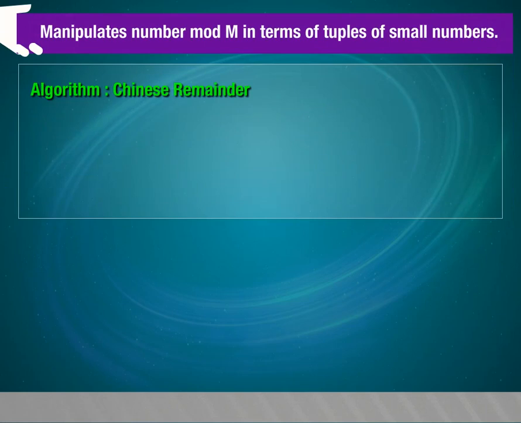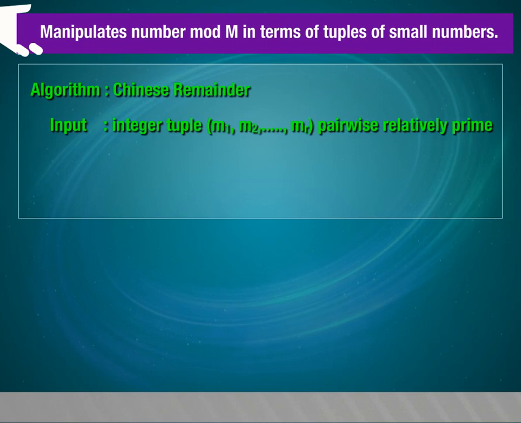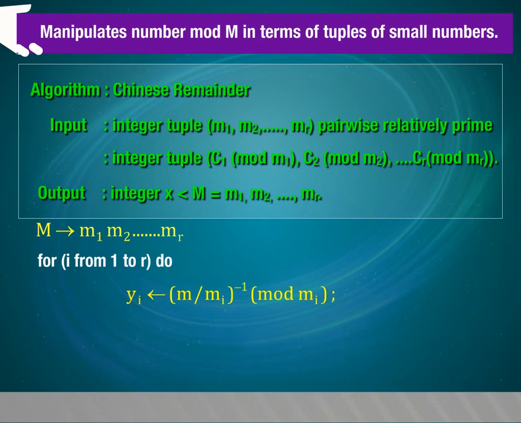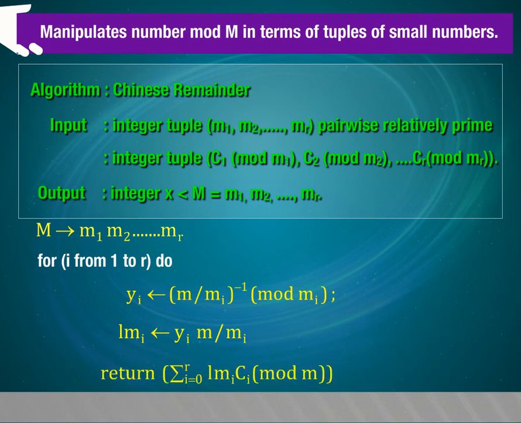Algorithm: Chinese remainder. Input: integer tuple m1, m2 and so on up to mr, pairwise relatively prime, and integer tuple c1 mod m1, c2 mod m2, and so on up to cr mod mr. Output: integer x less than m, where m is equal to m1, m2 and so on up to mr. M equivalent to m1, m2, and so on up to mr. For i from 1 to r, do yi equivalent to (m by mi) inverse mod mi. Lmi equivalent to yi m by mi.